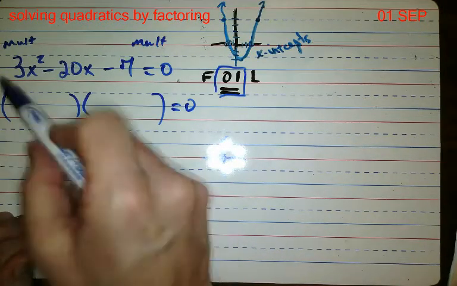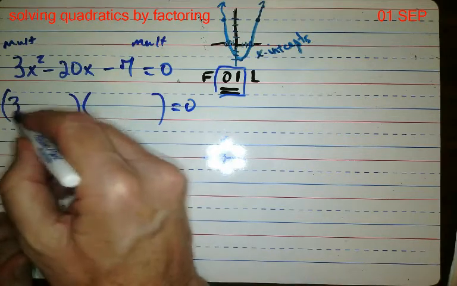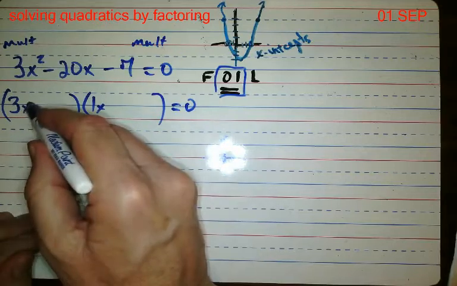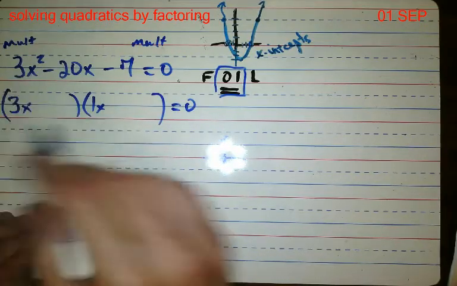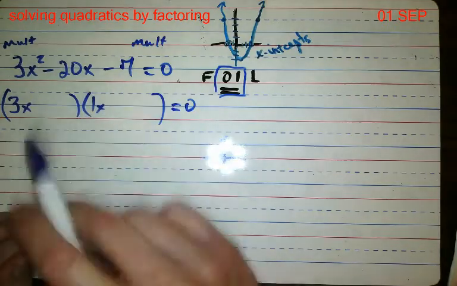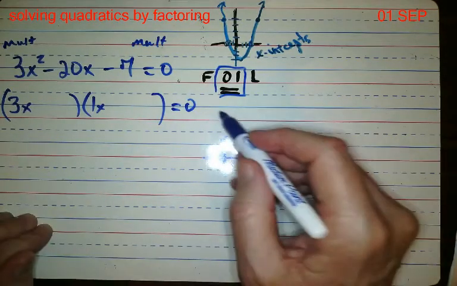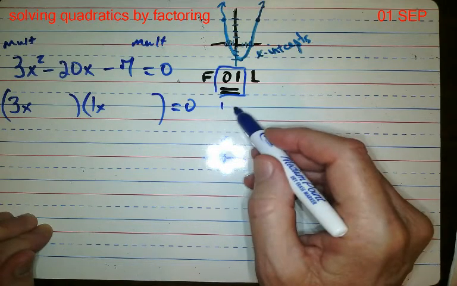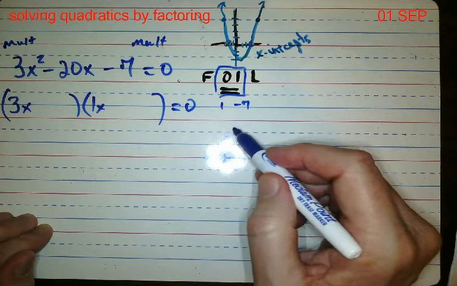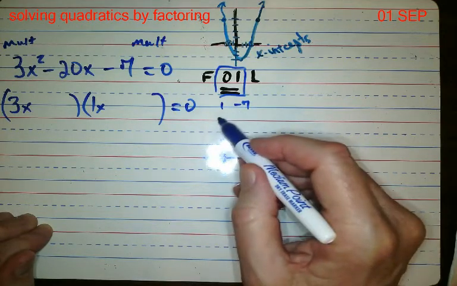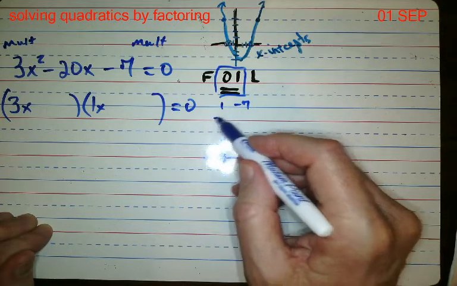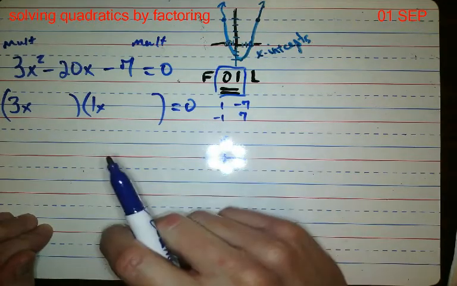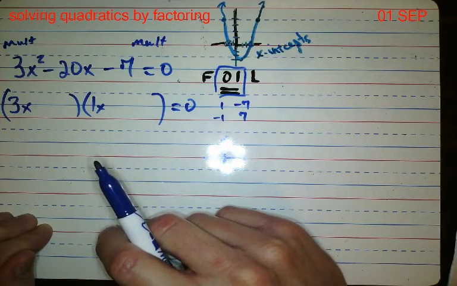There's only one way to get 3, that's 3 times 1. And to get x squared, we know that's x times x. That's the beginning part. To get that front piece, we have to have these two pieces. And then to get negative 7, it could be positive 1 times negative 7, or negative 1 and positive 7. That's what we have to decide, right?